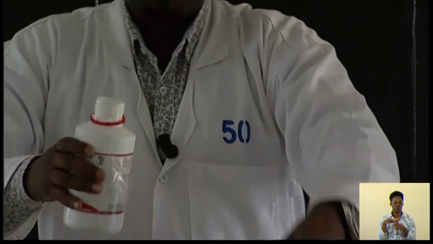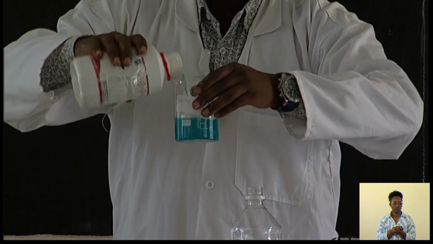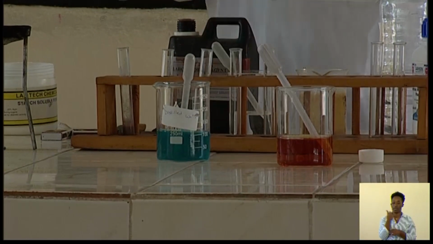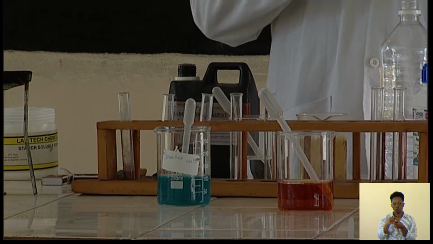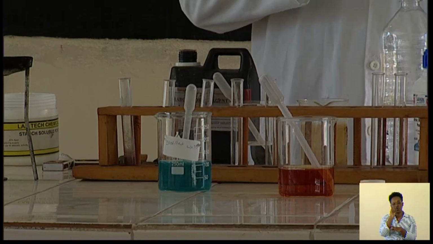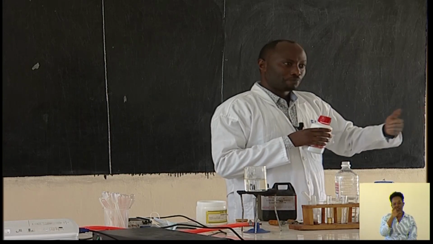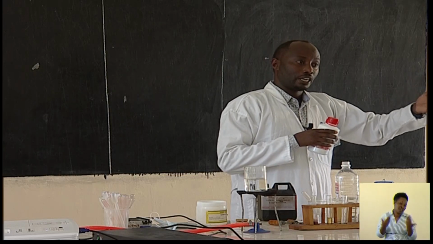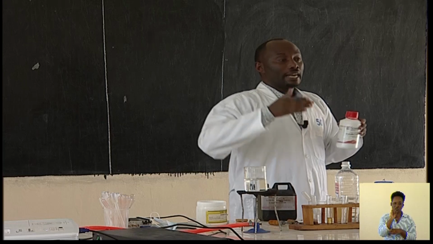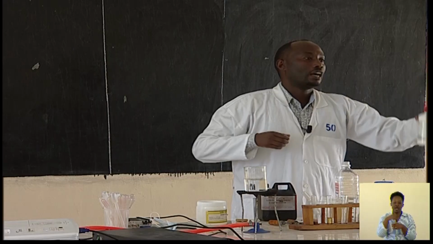This is Benedict's solution, which is blue in color. Now I will get a sample which contains reducing sugars, for example glucose. I know some of you eat biscuits. Biscuits contain glucose, so I'm going to use biscuits. I can use prepared glucose, and I say that biscuit contains reducing sugars. I will use Benedict's solution.